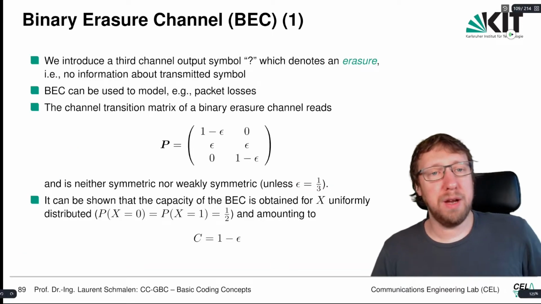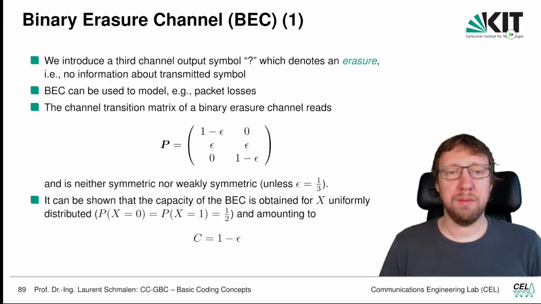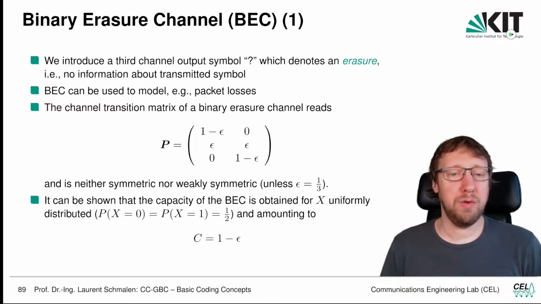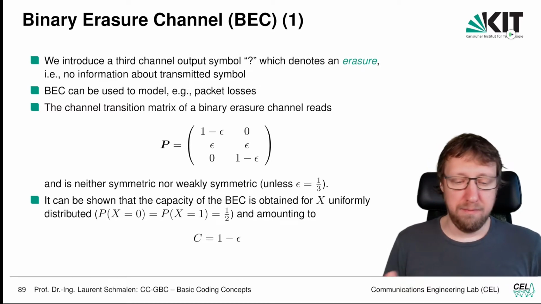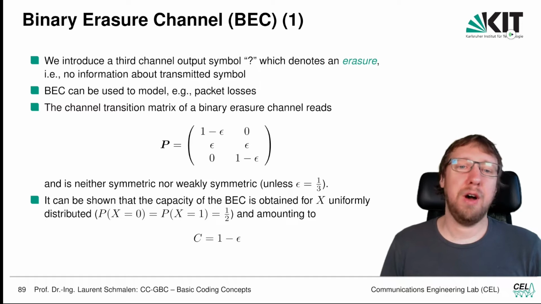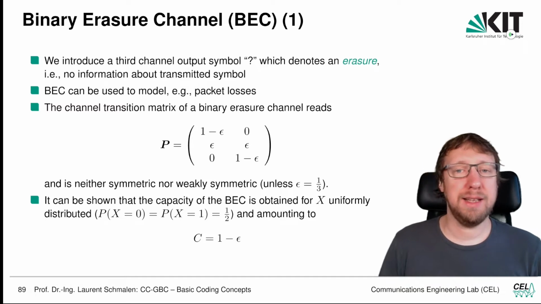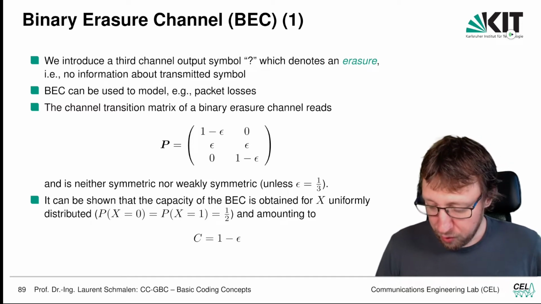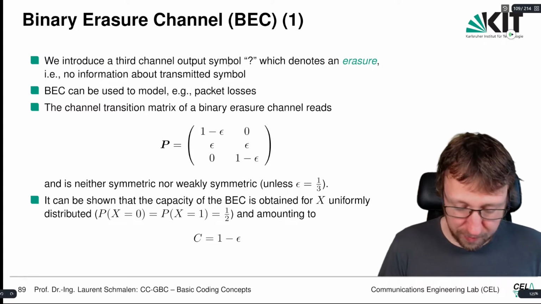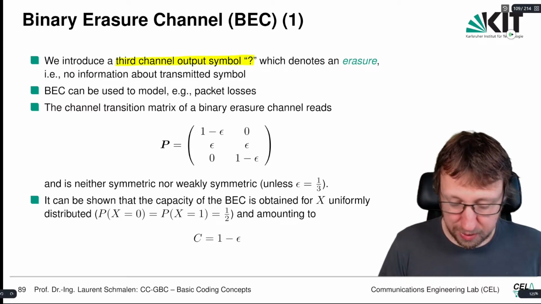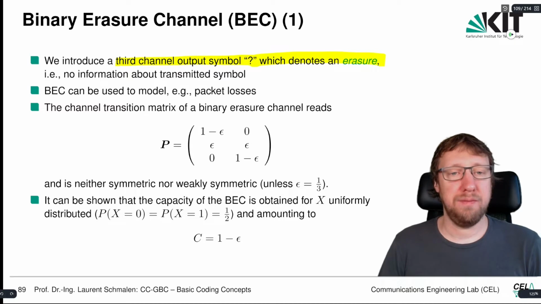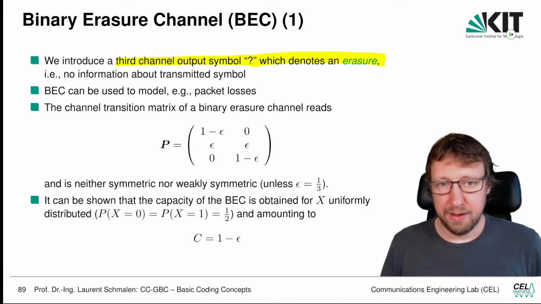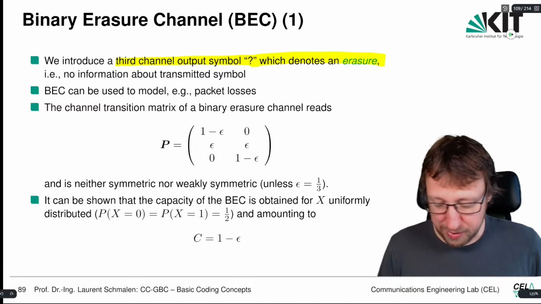Next is the binary erasure channel. We saw the binary erasure channel is a very useful model for packet losses, for high signal-to-noise ratio scenarios, etc. So we have 3 output symbols. We have a third output symbol, question mark, which denotes an erasure. And the channel transition matrix looks like this.